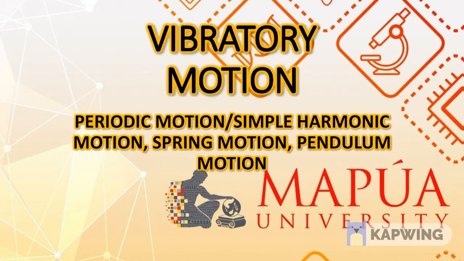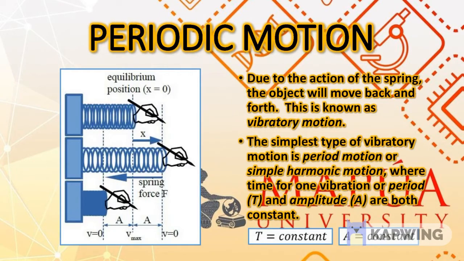Vibratory motion, wherein we look at periodic motion or simple harmonic motion, spring motion, and pendulum motion. Say you have an object and you attach the object to a spring, you pull the object a distance x, and you let go of the object. Due to the action of the spring, the object will move back and forth. This type of motion is known as vibratory motion.